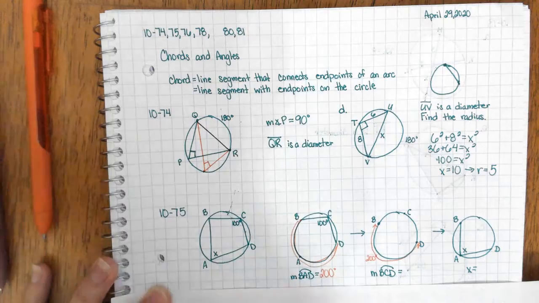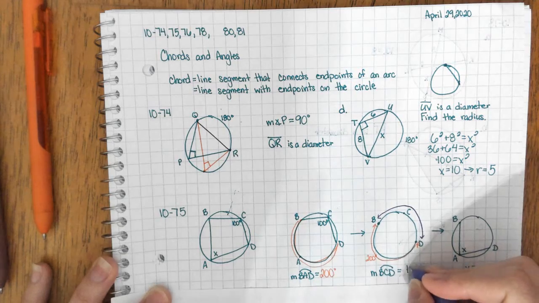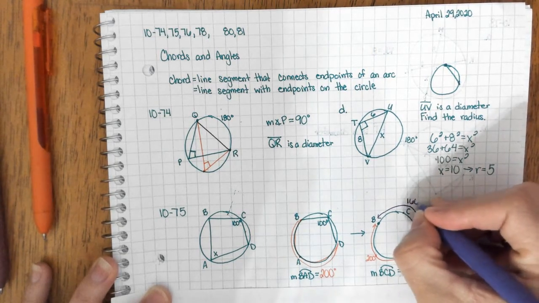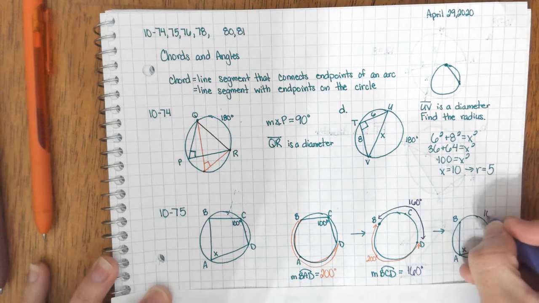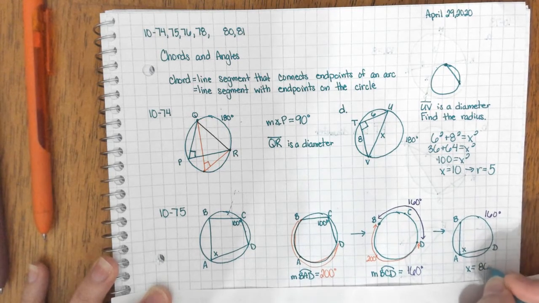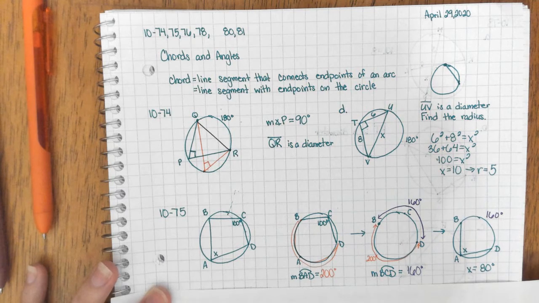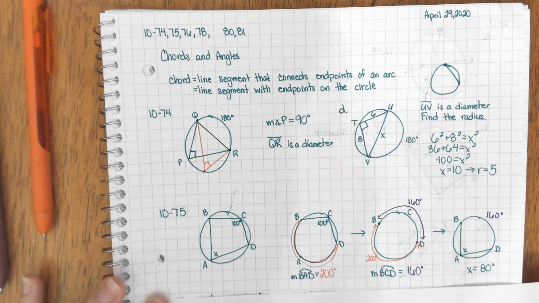That tells us that this leftover piece, BCD, has to be 160. The reason it's 160 is because these have to add up to 360, because it's all the way around the circle. So here, this arc BD is 160. So this angle X, that inscribed angle, has to be 80 degrees. So 100, and that's 80. Notice 100 plus 80 is 180. So those are going to be supplementary.